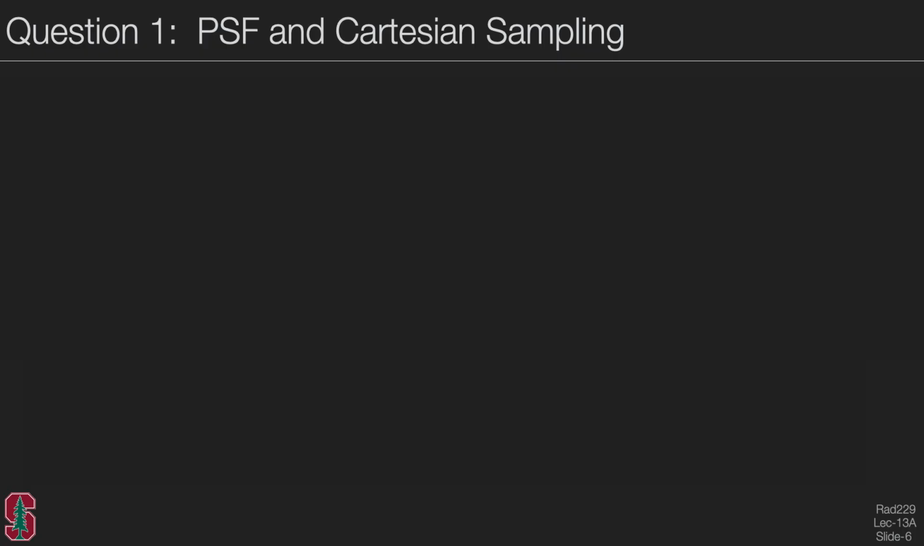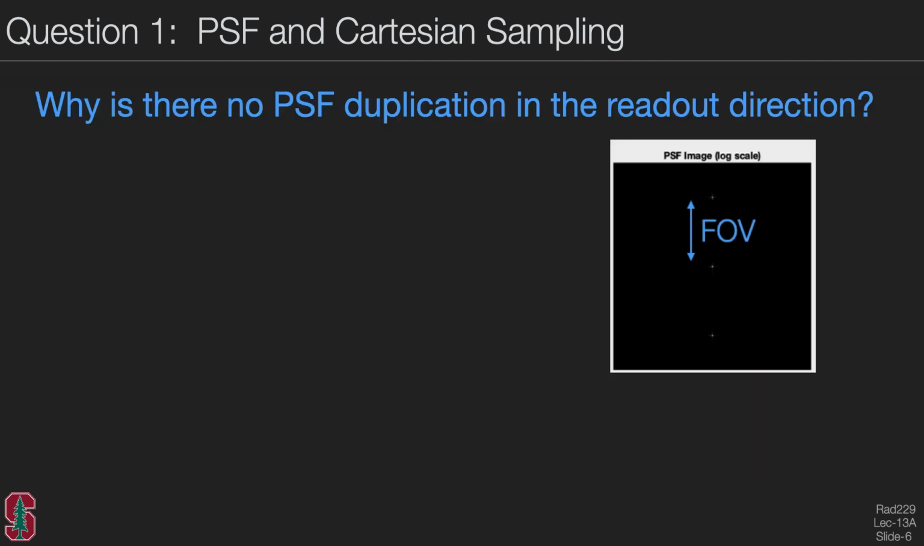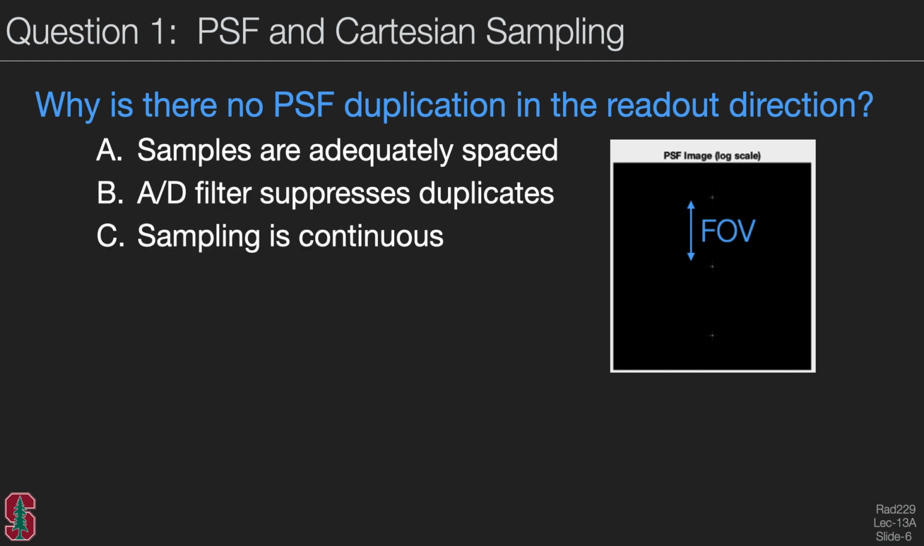So here's a question to warm up. When we consider the point spread function and Cartesian sampling, why is there no point spread function duplication in the readout direction? We've shown that there is duplication in the phase-encode direction on the previous slide. The choices are A, the samples being adequately spaced, B, the A to D filter suppressing duplicates, or C, the sampling being continuous.